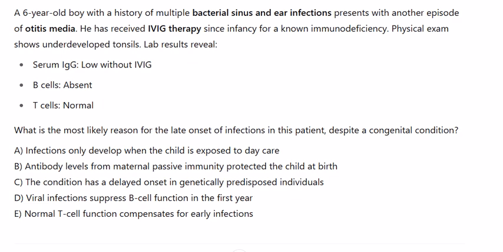Question 3. A 6-year-old boy with a history of multiple bacterial sinus and ear infections presents with another episode of otitis media. He has received IVIG therapy since infancy for a known immunodeficiency. Physical exam shows underdeveloped tonsils. Lab results reveal serum IgG low without IVIG, B cells absent, T cells normal. What is the most likely reason for the late onset of infections in this patient, despite a congenital condition?